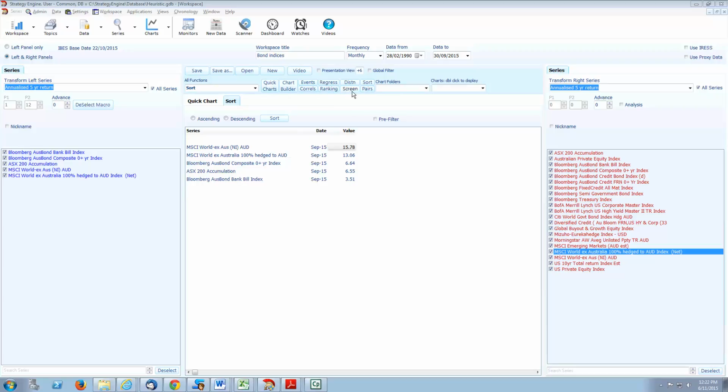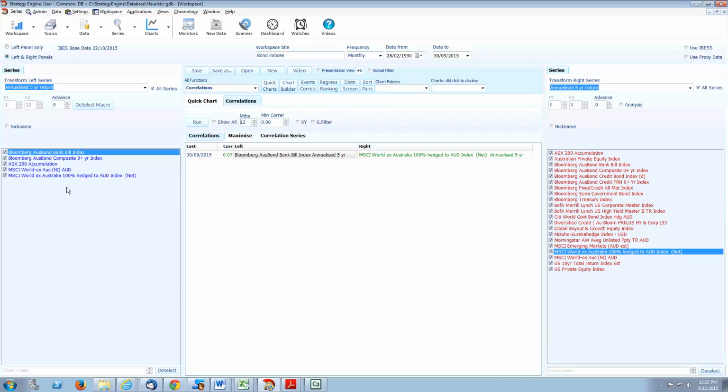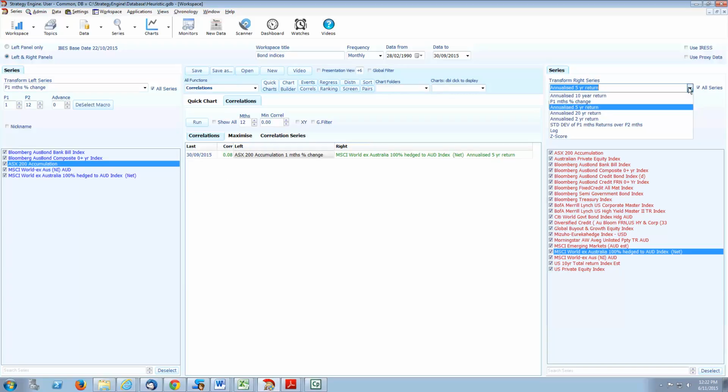Now I just want to have a very quick look at correlations between the asset classes. If we choose the monthly change in the ASX 200 and the monthly change in global equities, we are going to be looking at the last 120 months.